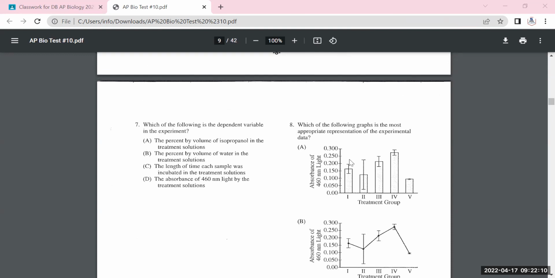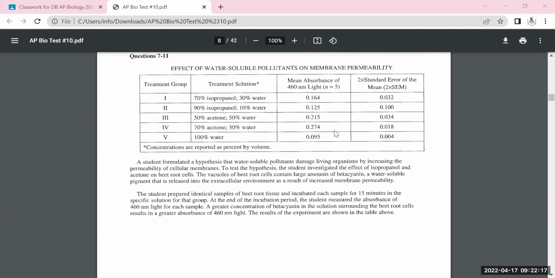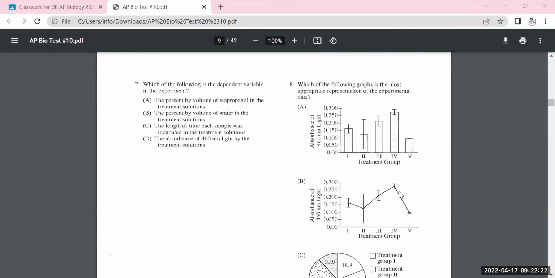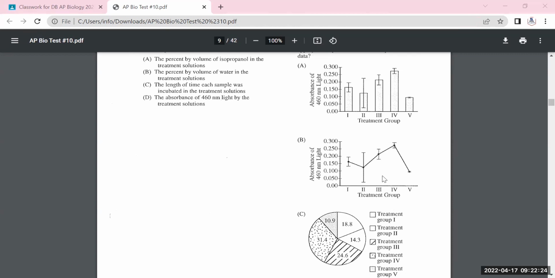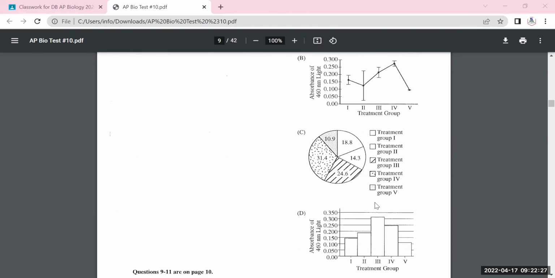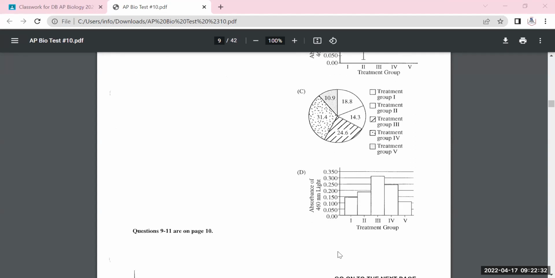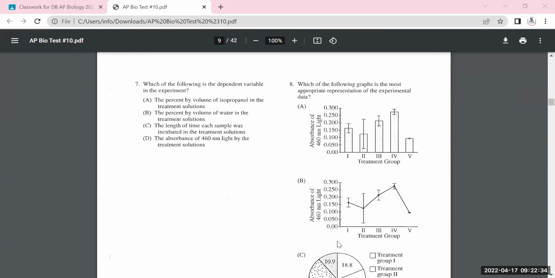Okay, which of the following graphs is the most appropriate representation of the experimental data? How would we show that? We have a bar graph, line graph, pie chart, and this. So again, remember, anytime you're graphing your data, the x-axis is always the independent variable, and y will always be dependent.